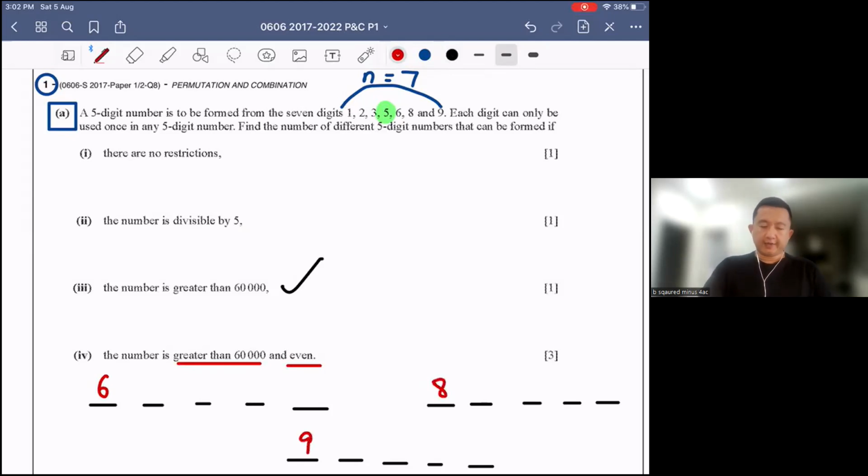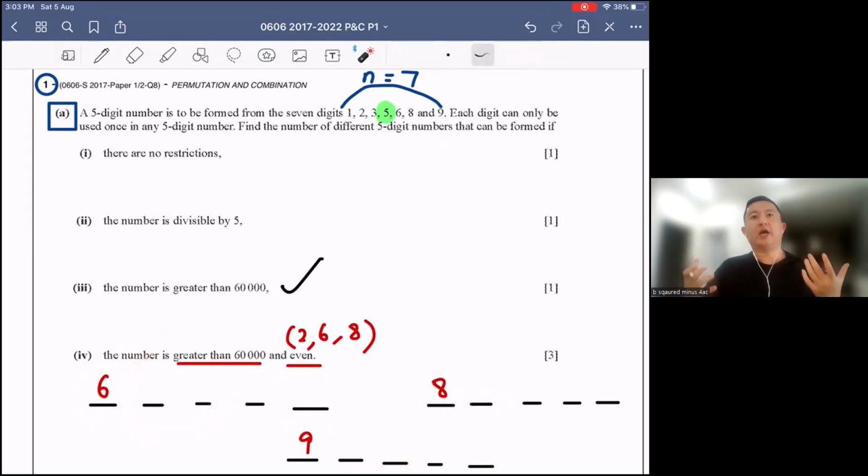Only 3 cases. If you start from digit 6, in order for it to be even, what option do you have for even number? Look at this: 1, 2, 3, 5, 6, 6, 9. In order to be even, you can go for 2, you can go for 6, you can go for 8. It's always recommended to break into 3 different cases, so that even though they overlap in the usage of digits, you will not confuse yourself. That's the best way. You lay it out very clearly.